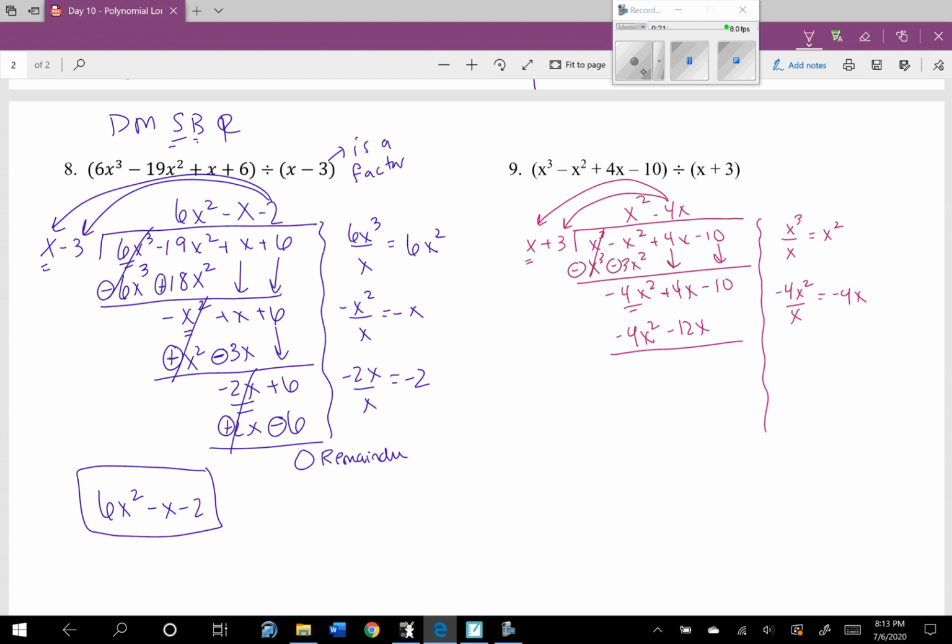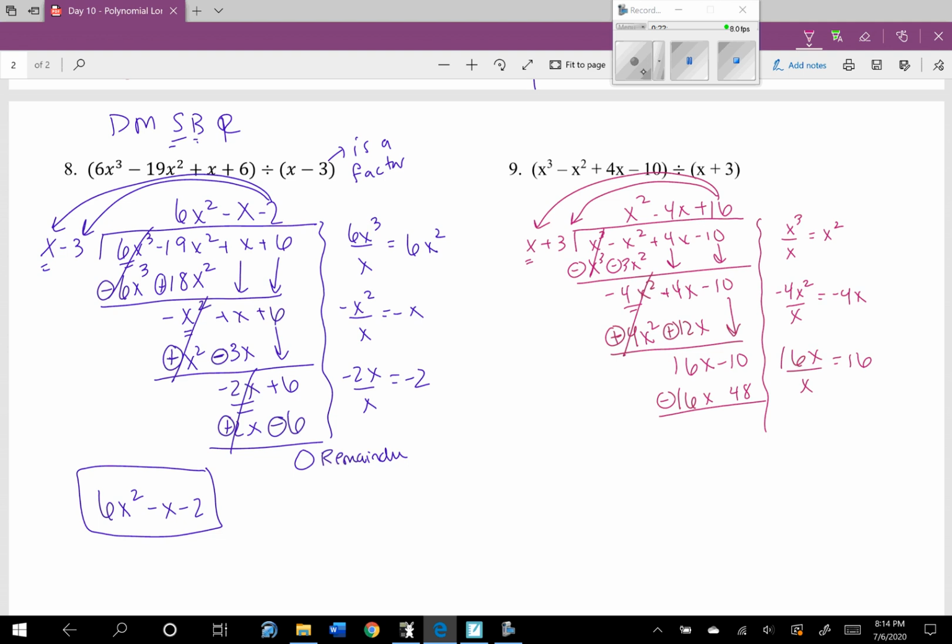Then subtract, so this becomes a plus when you subtract, and negative again is a plus. So negative 4x squared plus 4x squared cancels out, which we did on purpose. 4x plus 12x gives me 16x, and then bring down the 10. And then repeat. So 16x divided by x gives me 16. It's constant and it's positive, so plus 16. M stands for multiply. So 16 times x is 16x. 16 times the 3 gives me 48.